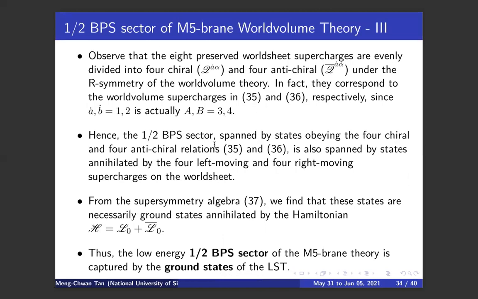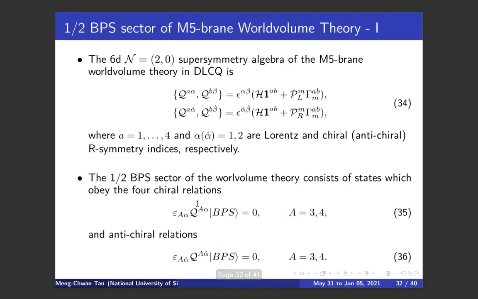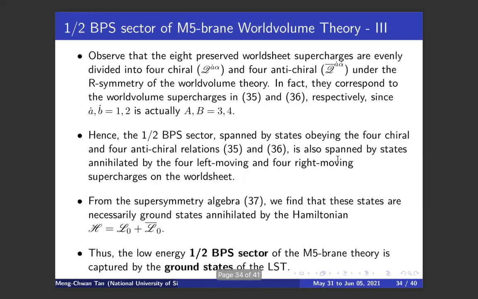So hence the half BPS sector spanned by states obeying the four chiral and anti-chiral relations here, 35 and 36, is also spanned by states annihilated by the four left moving and four right moving supercharges on the worksheet. So essentially, this M string itself has 4-4 supersymmetry, and the half BPS sector of the world volume theory are the same as the states that are being annihilated by all the supercharges on the M string itself. So from the supersymmetry algebra 37, we find that these states are necessarily ground states.